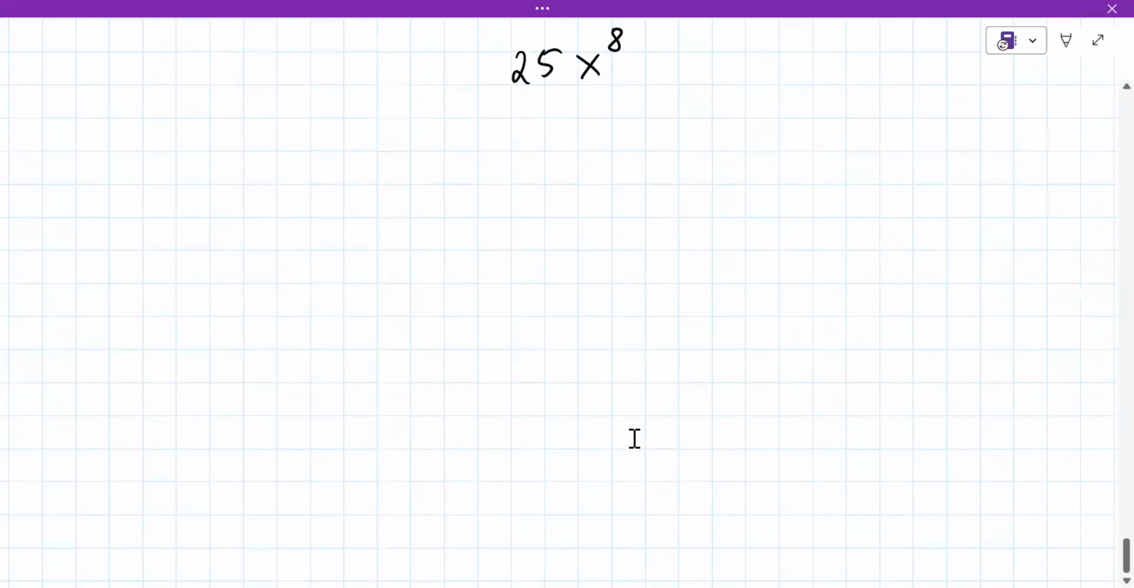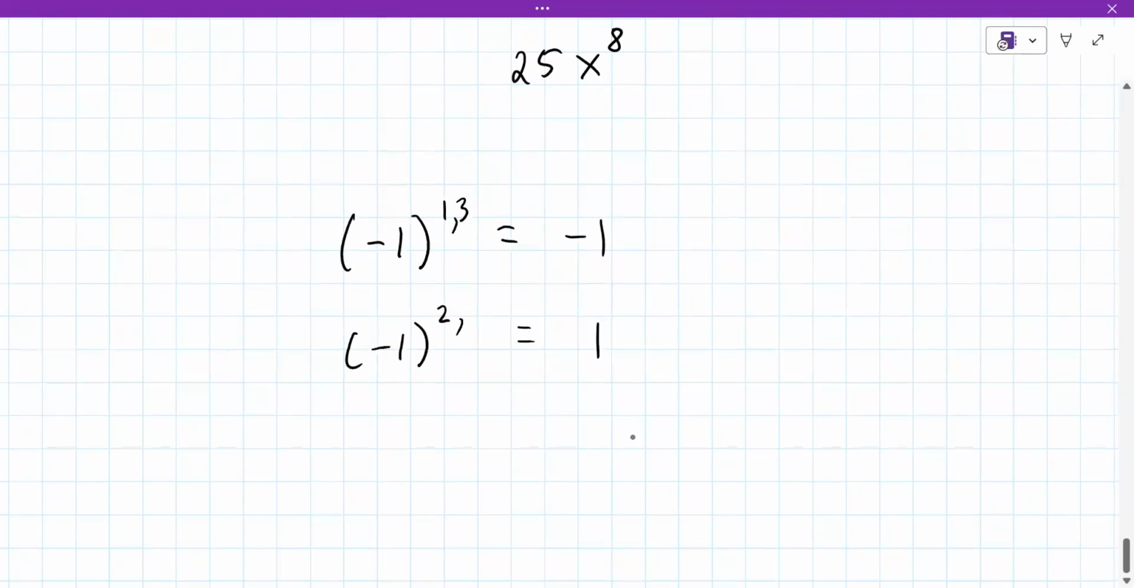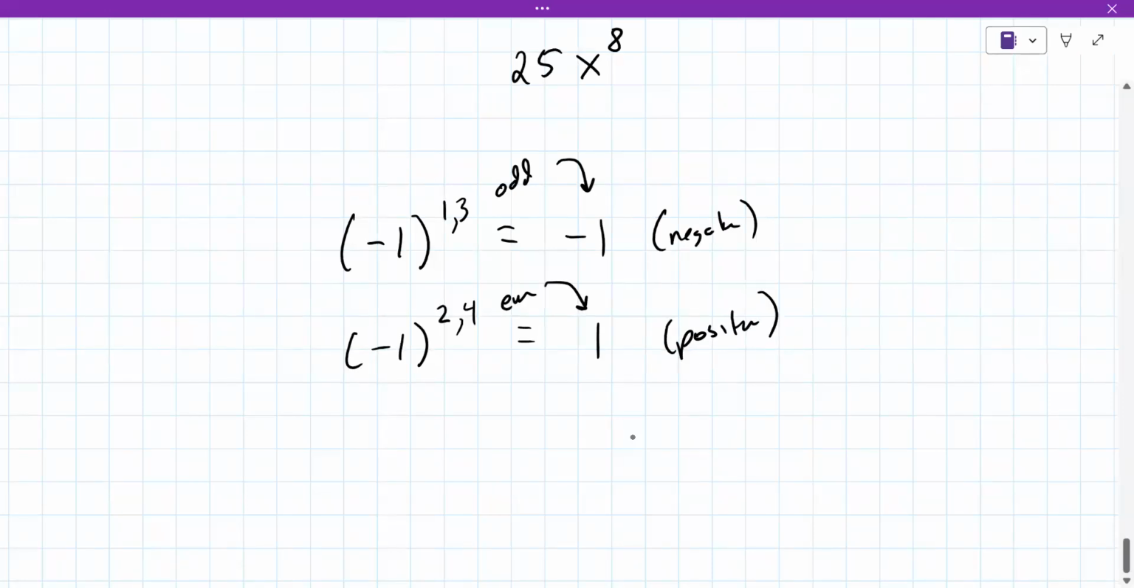Well, it depends. So like the reality is if you have -1 to the power of 1, this is -1. -1 to the power of 2 is 1. -1 to the power of 3 is also -1. -1 to the power of 4 is +1. So if the exponent is odd, you get a negative. If it's even, you get a positive. This is a shortcut, but you have to be careful here how you use it because it can be very easy to mess this up. So let's try another problem here.